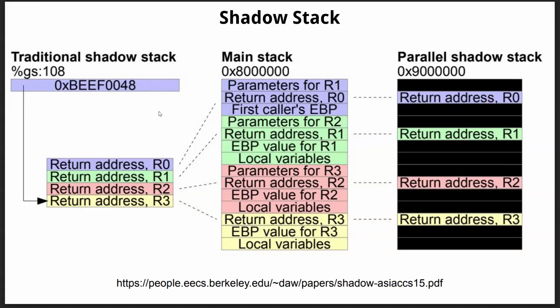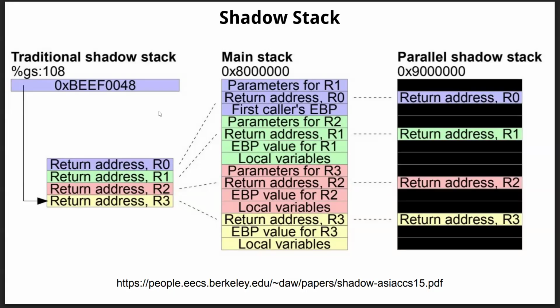So we can use one register on x86. We can use one register, GS, to store where our shadow stack is. So here we have 4 function calls, R0 to R3. Those are 4 functions. One calls another. So their stack will look like this. They will go down, right?